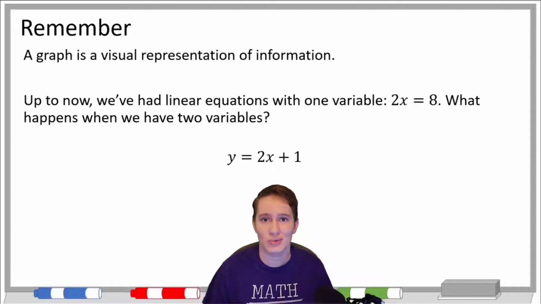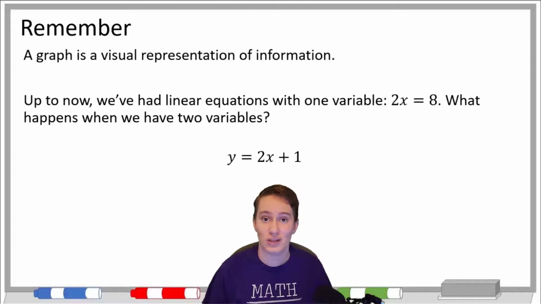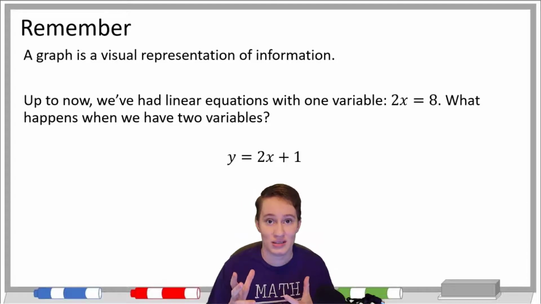But what happens when we have two variables instead? If you're thinking about when we graphed points or when we were talking about slope, we had an x and a y. So what does that change about our situation? We could have an equation like y equals 2x plus 1, and we could represent that in an x and y axis coordinate plane situation.